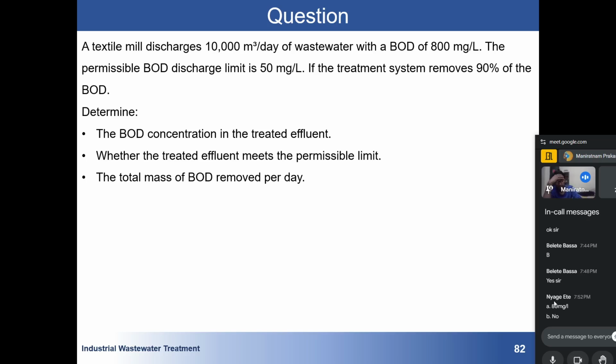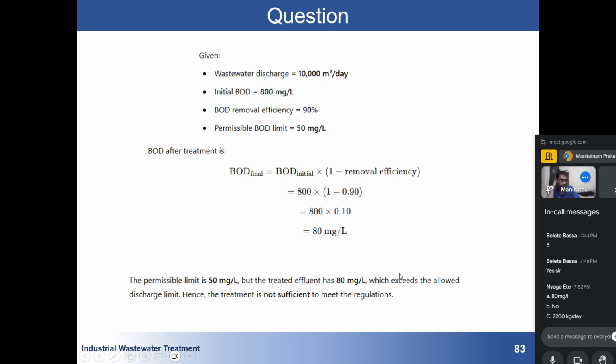80 milligram per liter. So if it is 80, then B will be no. That's correct. What about C, the total mass of BOD removed per day? 7200 kg per day. Let's see. Yes, so the first one was correct. 80, from initial BOD times one minus removal efficiency 0.9, that is 80 milligram per liter. The permissible limit is 50, but your treated effluent still has 80 milligram per liter, so that's why it will be no.